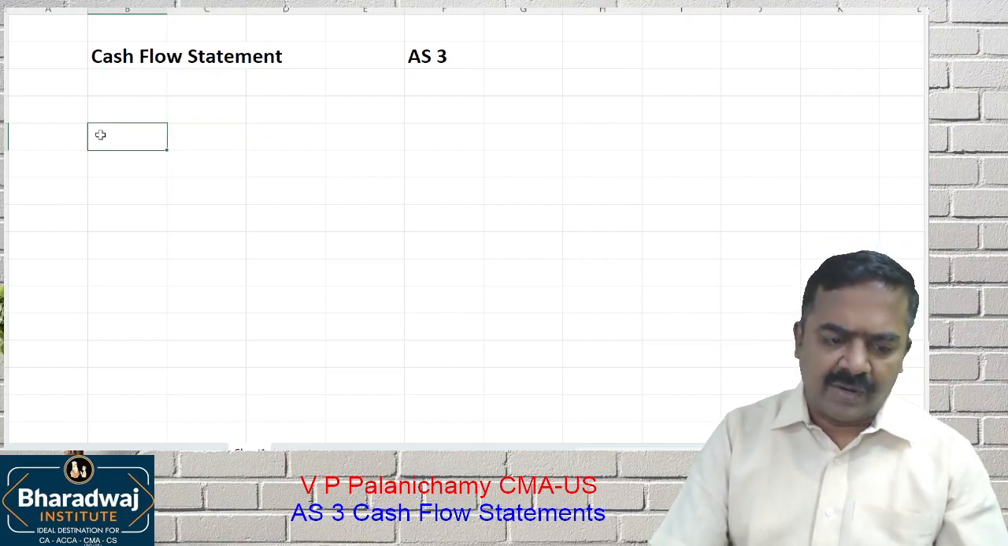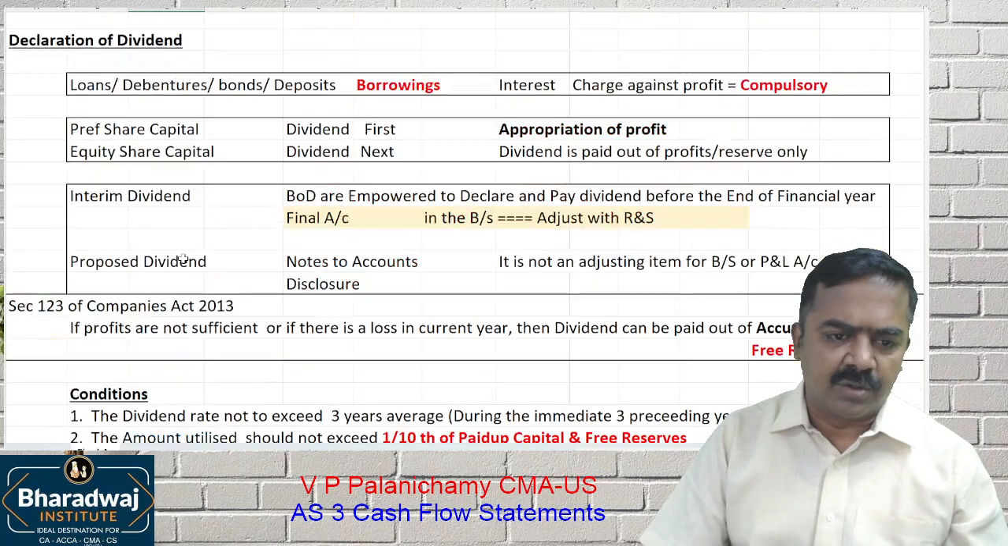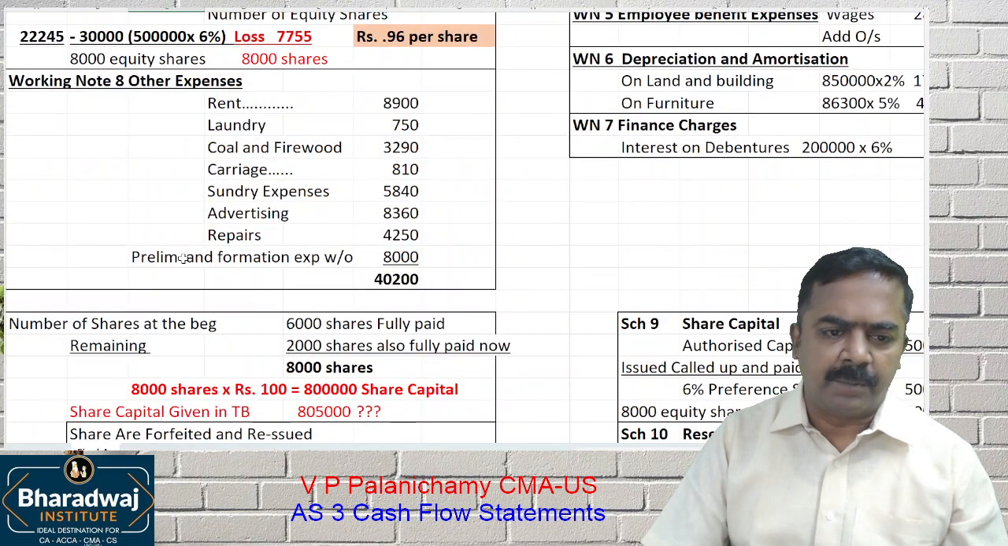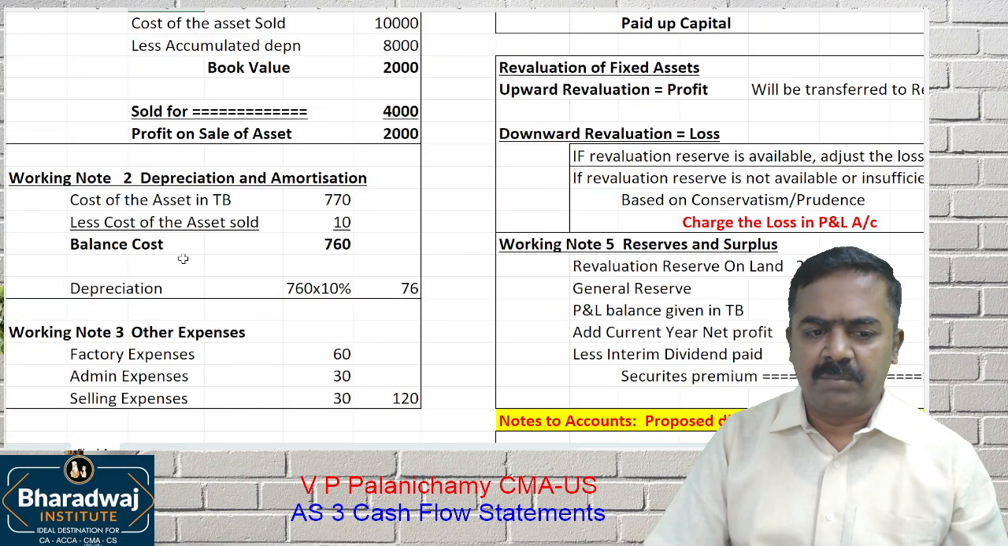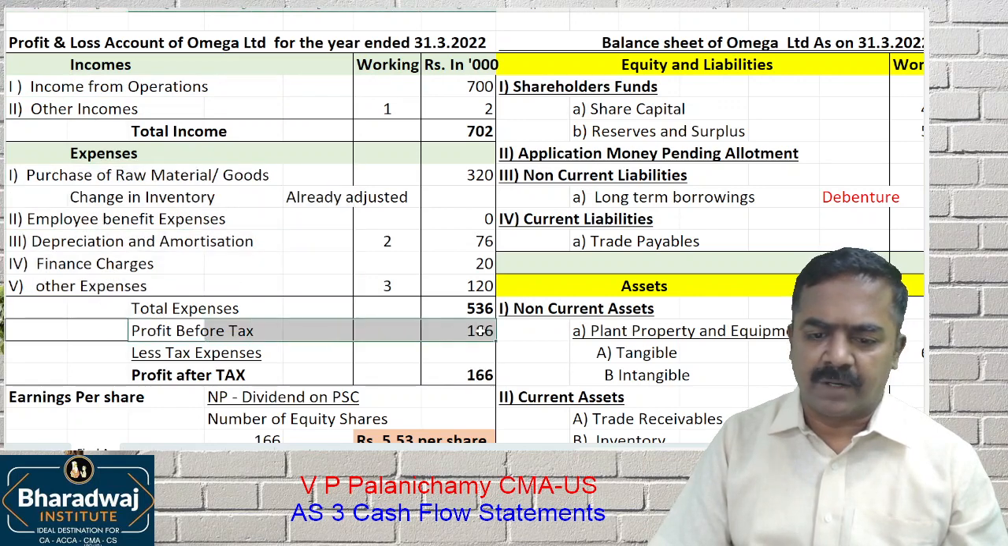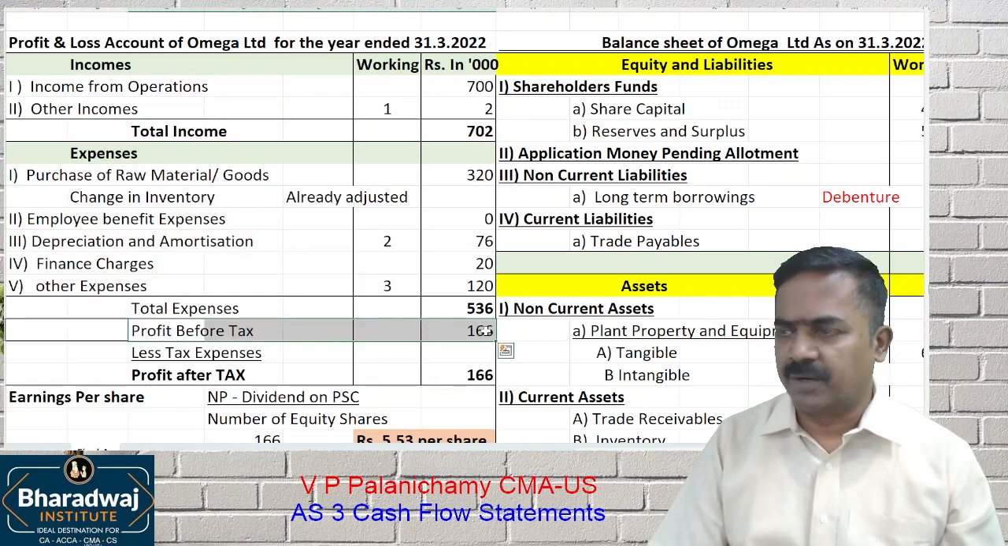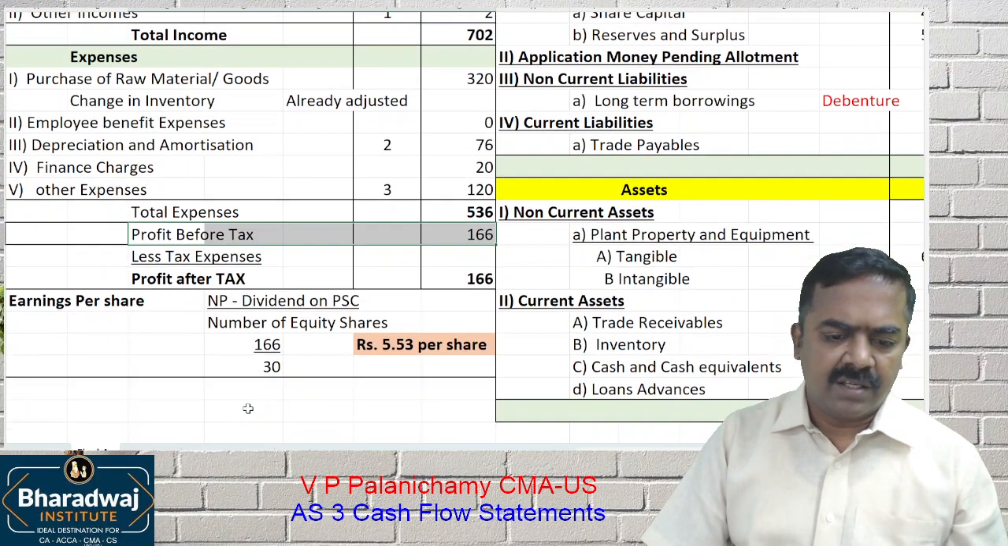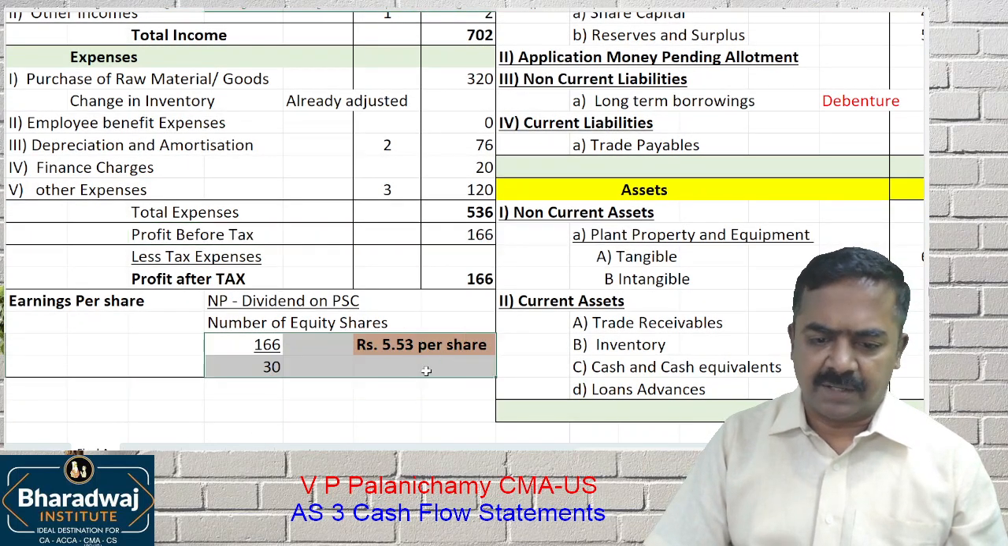We have already done final accounts of companies, right? In the final accounts of companies, we have done how to prepare a P&L account and the balance sheet. For example, we have income from operations, then other incomes, then various expenses we record, and we work out profit before tax. Then we work out earnings per share.